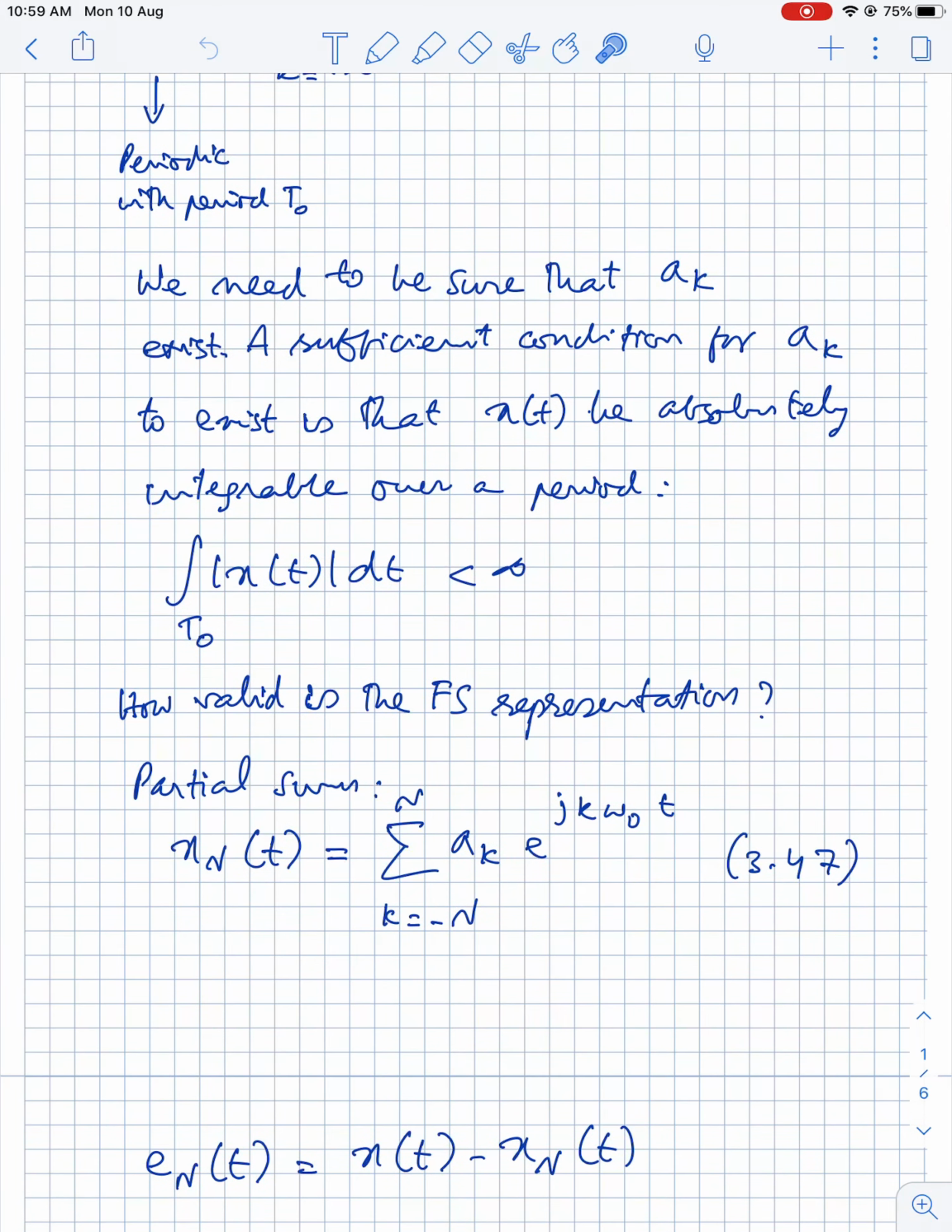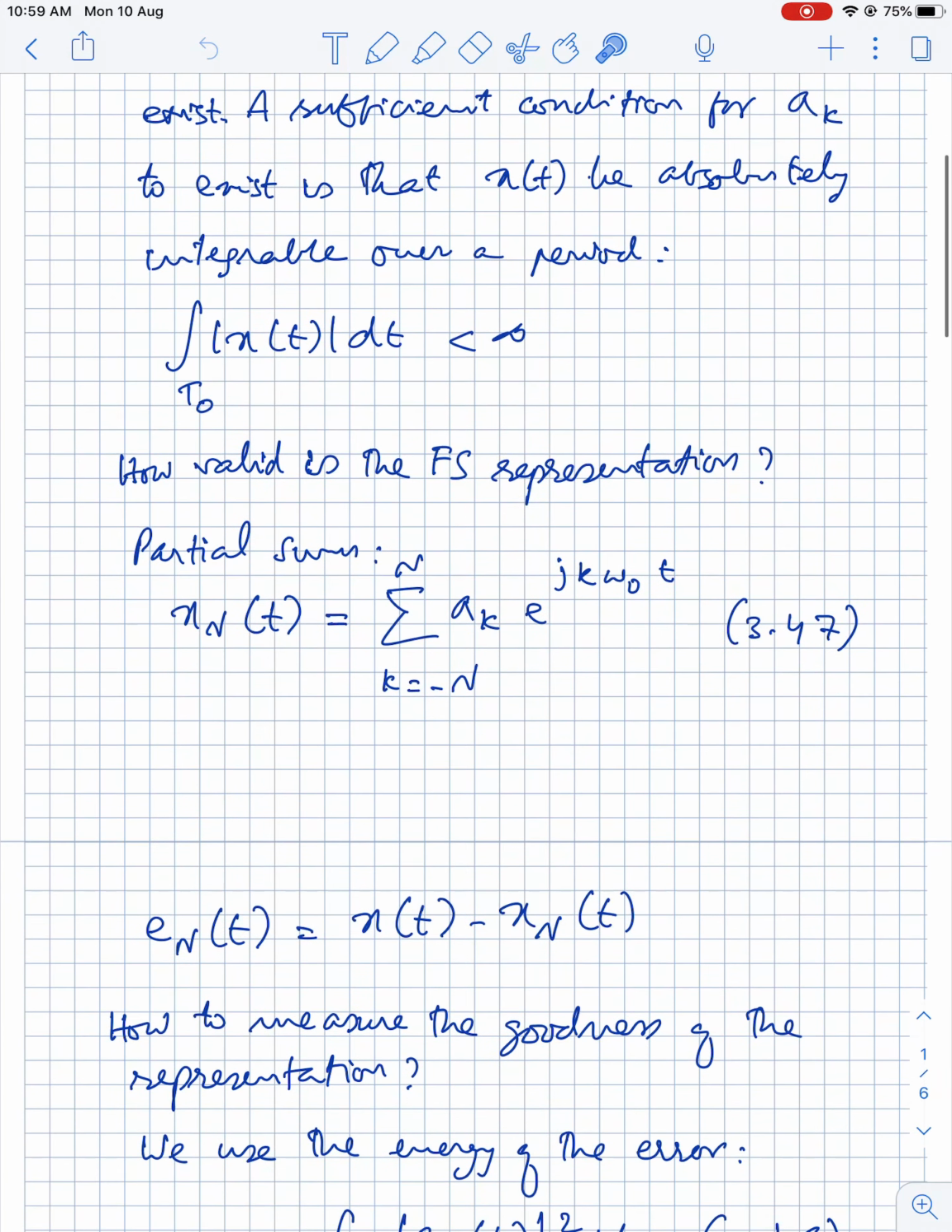Let us do that by analyzing the partial sum. This is the same expression as in the textbook, 3.47. In this partial sum, we have k equal to minus N to N, so we have 2N plus 1 terms, and this is the partial approximation x N of t. We also represent the error at capital N as e N of t, which is equal to the original x of t that we are trying to approximate, minus the approximation with this partial sum.